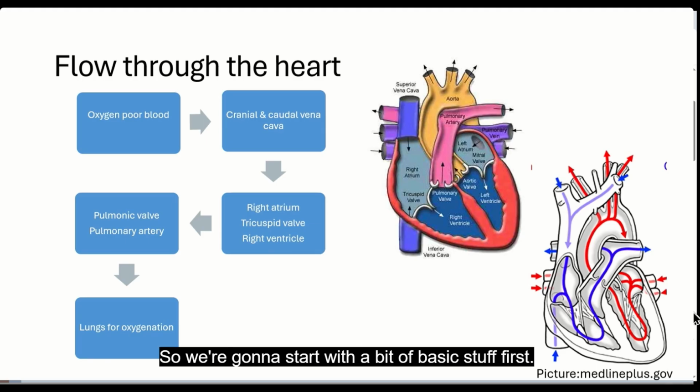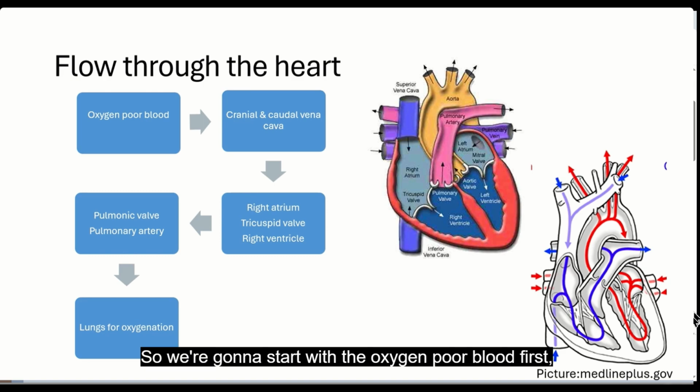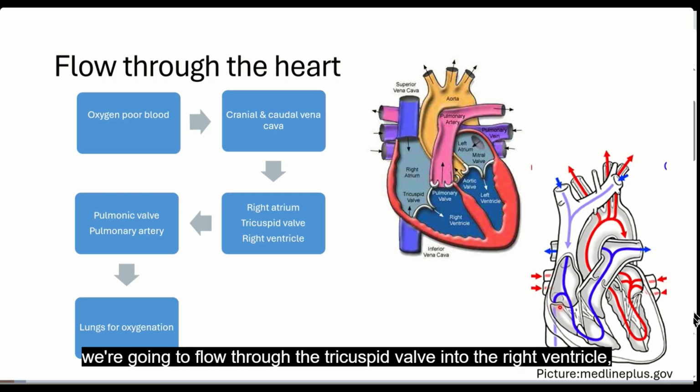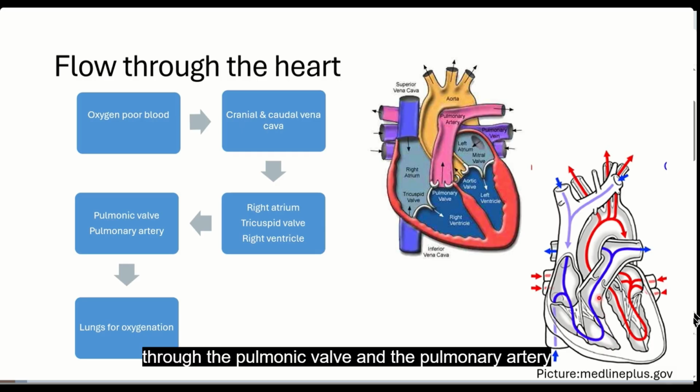So we're going to start with a bit of basic stuff first. We're going to go through just the flow through the heart, just to make sure we're all understanding our cardiac anatomy and where everything is going, and then it makes it a little easier to link into those disease processes. So we're going to start with the oxygen-poor blood first, which comes into the right atrium through the caudal and cranial vena cava. Here we flow through the tricuspid valve into the right ventricle, and then out through the pulmonic valve and the pulmonary artery and off to the lungs for oxygenation.